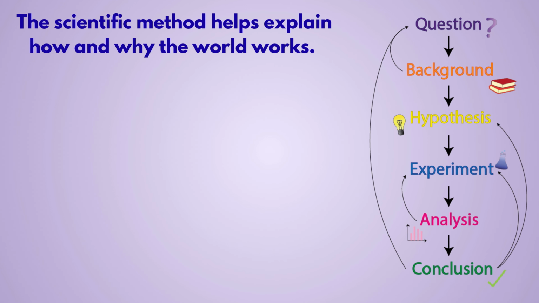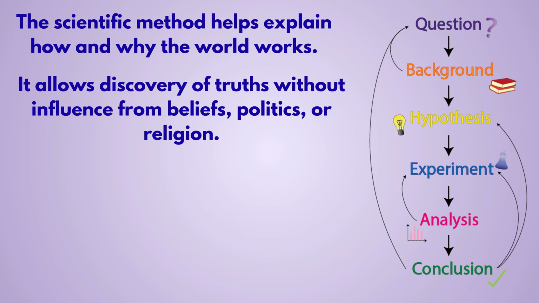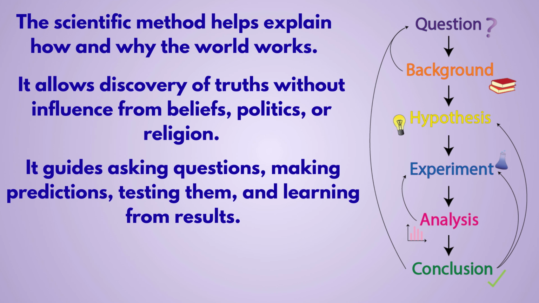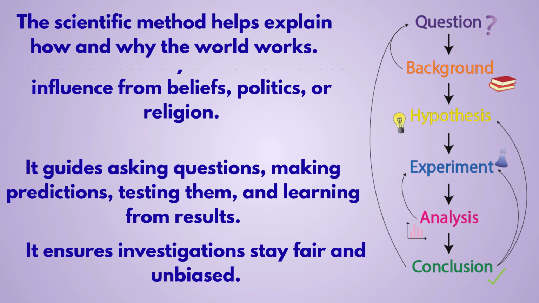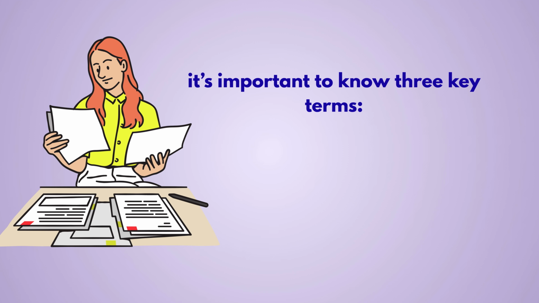The scientific method is one of the best ways to find out how and why the world works. It helps us discover truths without letting personal beliefs, politics, or religion interfere. This method guides us to ask questions, make predictions, test them, and learn from results in a fair and unbiased way. It's important to know 3 key terms.